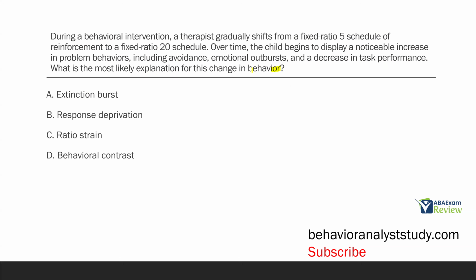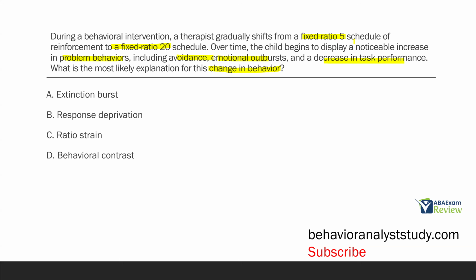All right, another behavior change question. We have to explain the change. So what changed here? Well, the child is now engaging in more problem behaviors, avoidance, emotional outbursts, decrease in task performance. And what led to that? Well, all we know is the therapist went from a fixed ratio 5 to a fixed ratio 20. Now, what can you immediately say about this? Well, we know it's a thinner schedule, but that is a big jump.